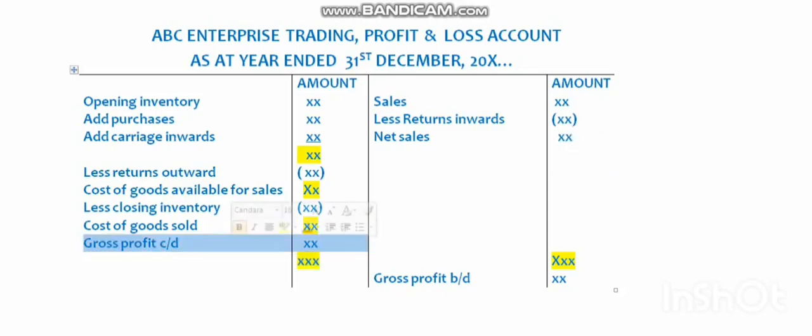Then you close your account. You bring your gross profit down here. If it's gross loss, this gross profit carried down is not supposed to be here, it will move to the other side. But because it's gross profit, it is allowed to stay on this side, on the debit side.